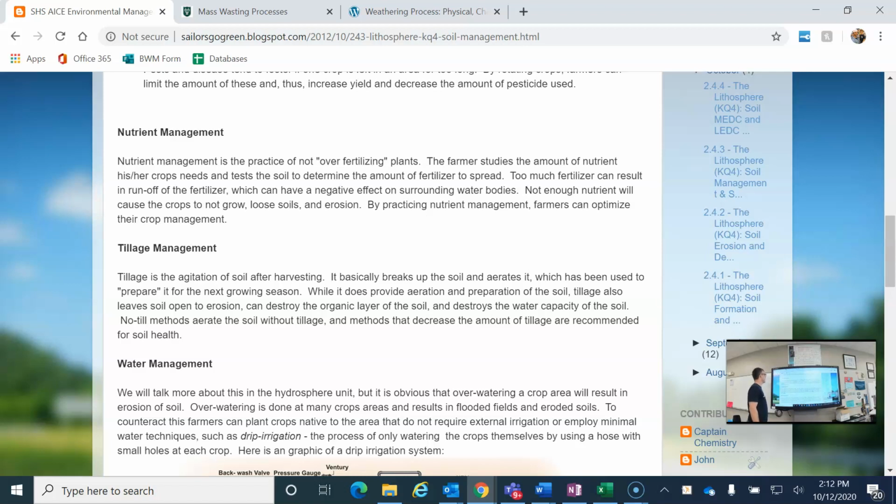And not enough nutrient will cause the crops not to grow, lose soils, and then erosion. By practicing nutrient management, farmers can optimize their crop management. These are usually going to be for non-native crops, and that's most of what happens now with American farmland, where the rich soils were. That's where civilization kind of started in America.